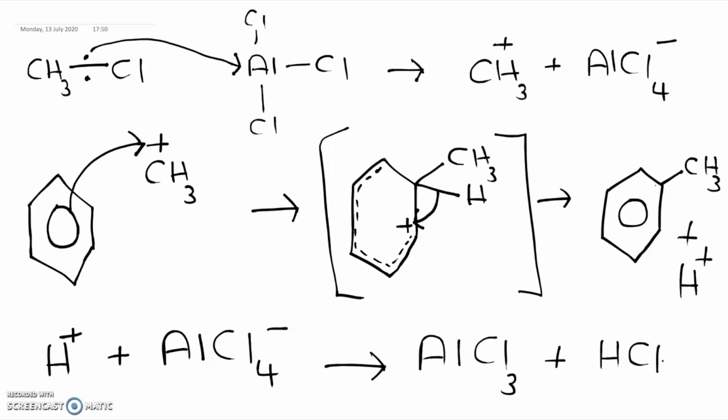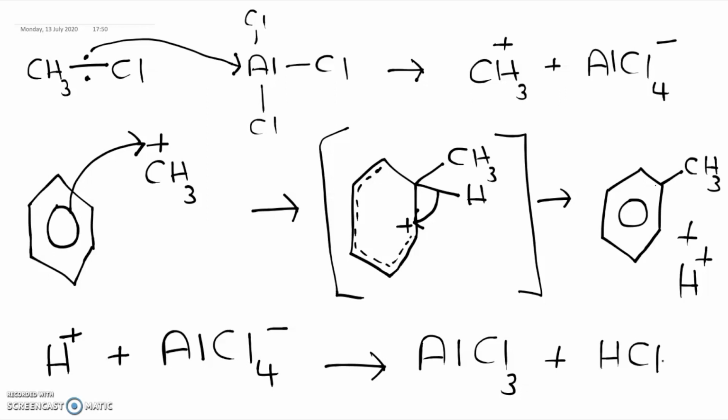So if we look back at our chemical equation, we had chloromethane plus benzene forming methylbenzene and hydrogen chloride. Now the methylbenzene is formed in step 2 in this mechanism. The hydrogen chloride is formed in step 3 in this mechanism, along with the catalyst aluminium chloride, which has been regenerated.